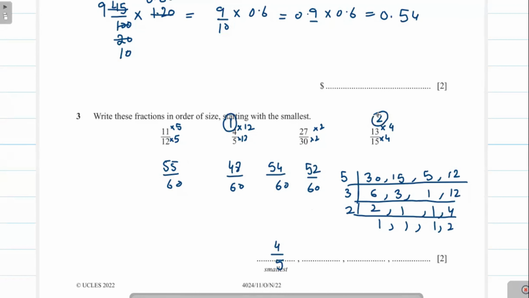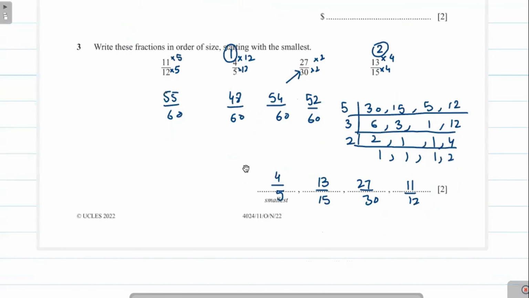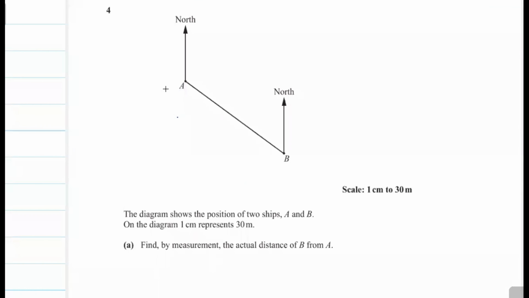Now this is the second value right here, 13 over 15. And third is 27/30. You see here, this is the third fraction. And the last fraction will be 11/12. And next, we move to the next question.